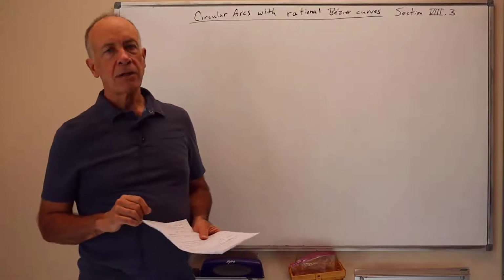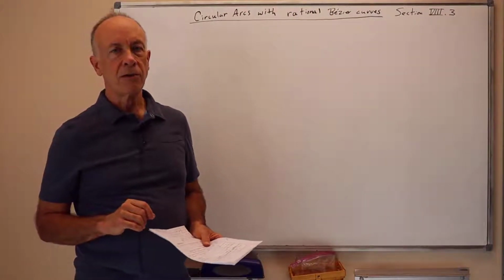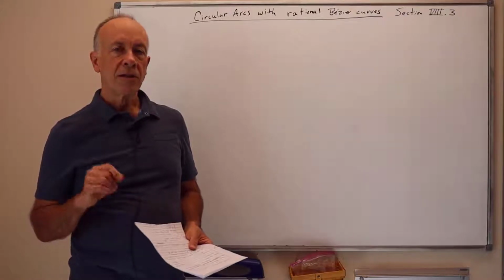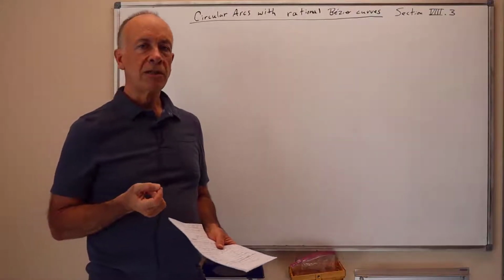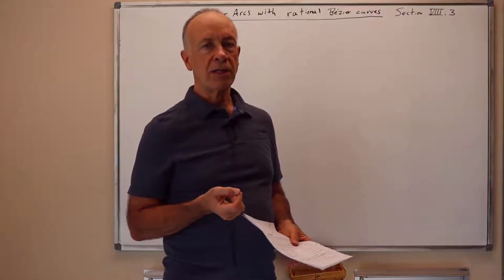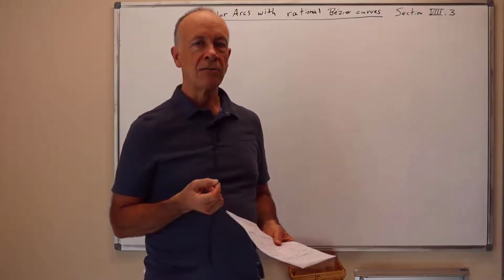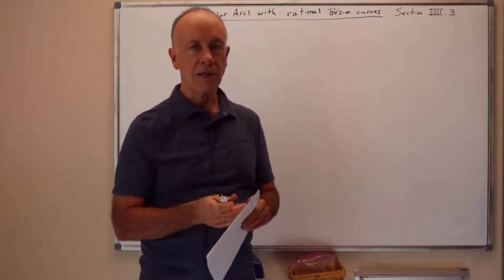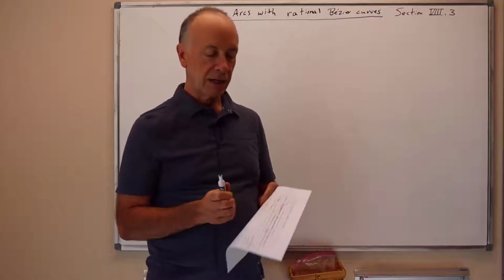Hello, this presentation will cover the use of Bezier curves for forming circular arcs. For this, it will be required that we use homogeneous representations for control points and that the curve formula, the Q of U value, is a homogeneous representation of a point. It's not possible to get circular arcs using Bezier curves otherwise.